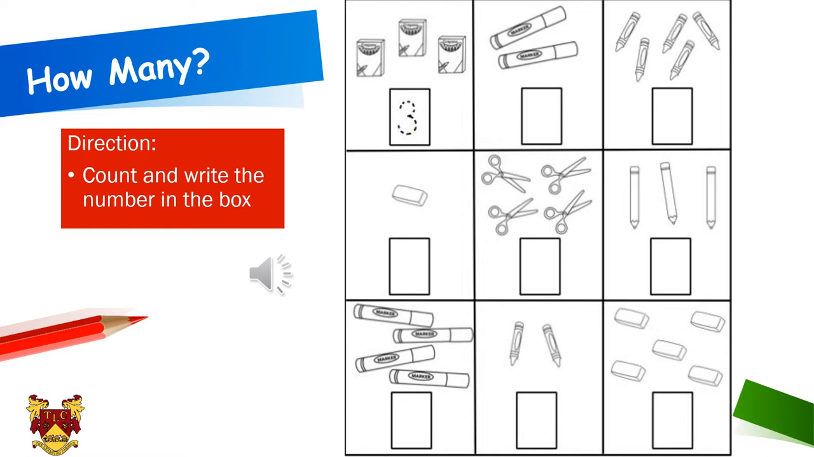1 and 2. There are 2 markers. So you're going to write number 2 in the small box. Similarly, you're going to count each number of objects in the picture and write the number in the boxes given below.